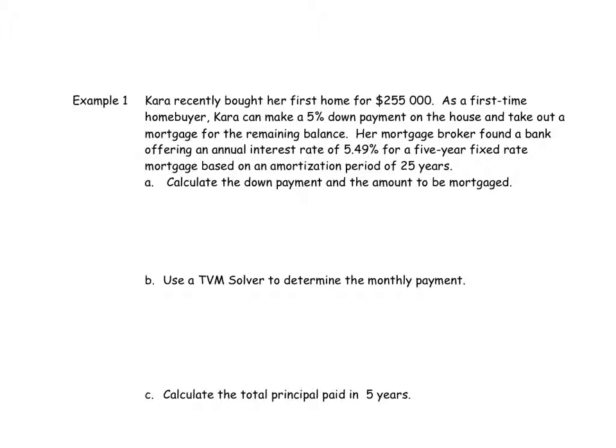Okay, so there's a lot of numbers there that we have to sort through. It says, as a first-time home buyer, Kara has the option to make a 5% down payment. So normally you would have to make more. So we could find out how much that would be if the price of the home is $255,000. Then if we multiply that by 5% or 0.05, we can find her down payment, which would be $12,750.